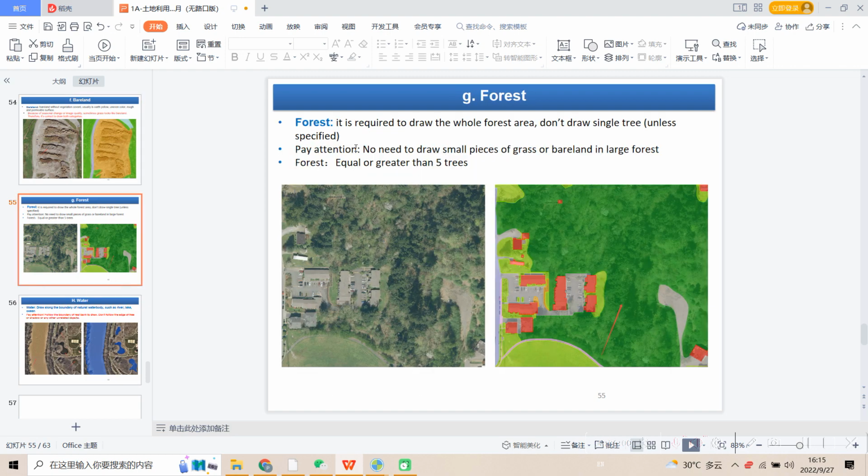Forest. So forest is also very obvious, right? We can tell from the image very easily. But just pay attention that you don't need to draw the small pieces of grass or bare land in a large forest, which is the same as how we don't draw single trees in grass or bare land. And the forest is equal to or greater than 5 trees. So it's a large area of trees.